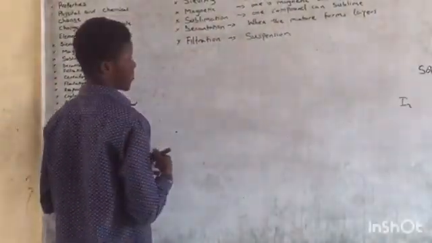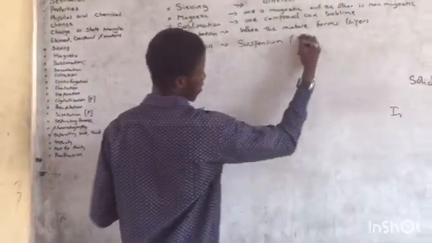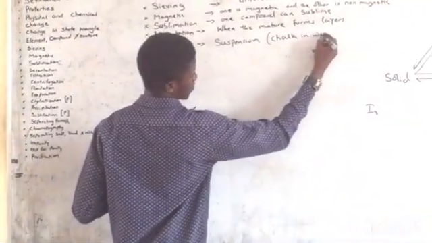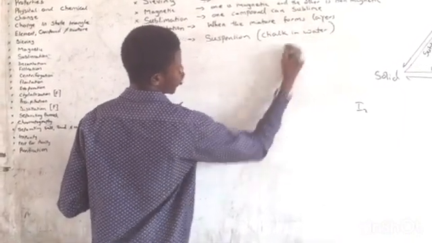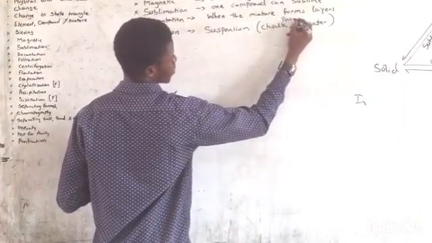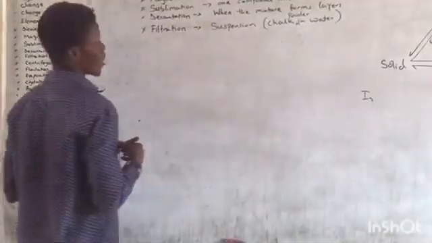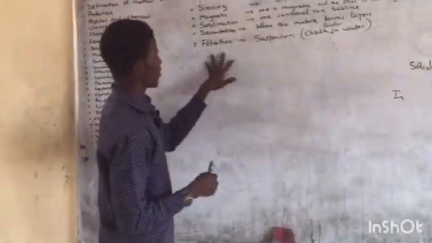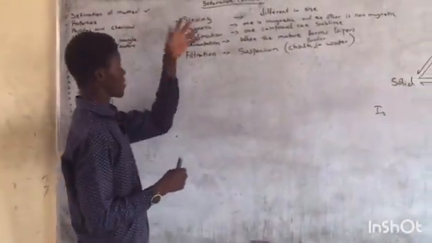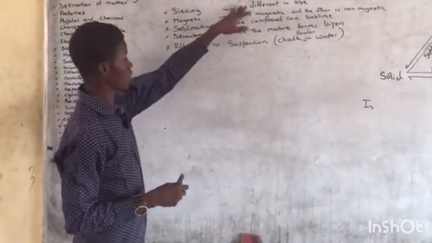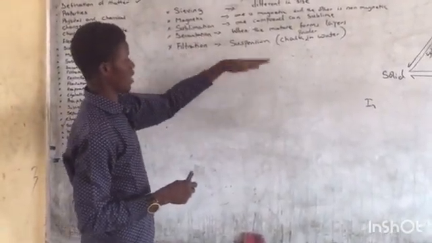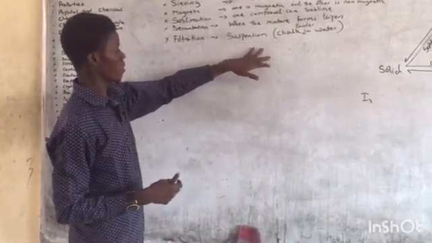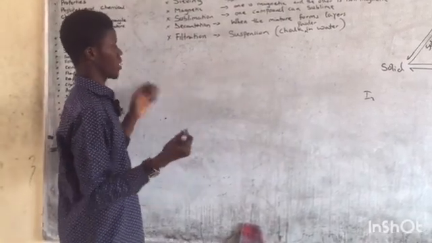When you form suspension, for example, chalk powder in water, right? Powder, not just chalk. Chalk powder in water, so you form suspension. When you want to separate it, you use filter paper. Filter paper is just like a sieve, but one of them is kind of solid, the suspension, while the other is liquid, like water or any solvent.